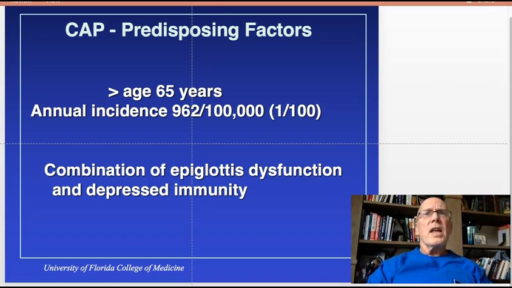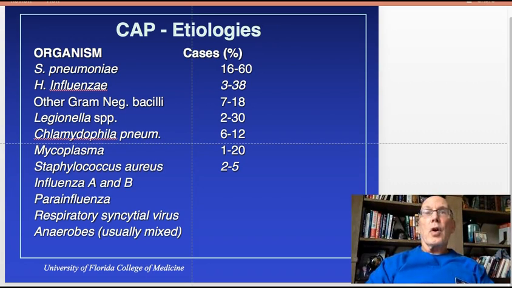I want to emphasize the high incidence of pneumonia among the elderly. 1 per 100 individuals over the age of 65 develop pneumonia each year. Not only is this a leading cause for their hospitalization, but also a leading cause of death. The most common bacteria to cause pneumonia is Strep pneumoniae. Second is Haemophilus influenzae, followed by other gram-negative bacilli, including Legionella. Rounding out the most common pathogens are Chlamydophila pneumoniae, Mycoplasma, and Staph aureus.